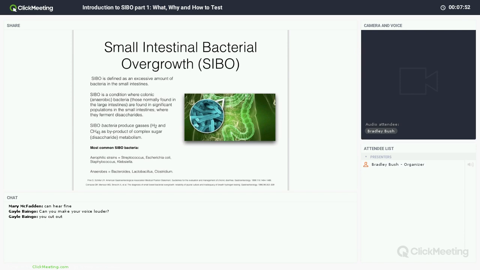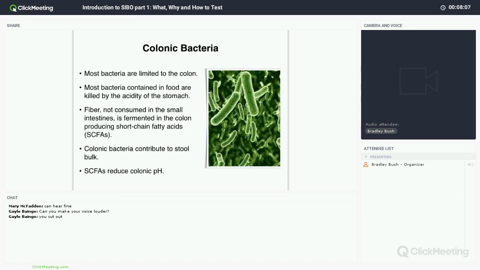Common strains of SIBO include your streptococcus, your E. coli, your staphylococcal, your Klebsiella, but even your Clostridium, bacteroides, and even lactobacillus, obviously not the acidophilus, but other lactobacilli can also be fermenting SIBO bacteria.